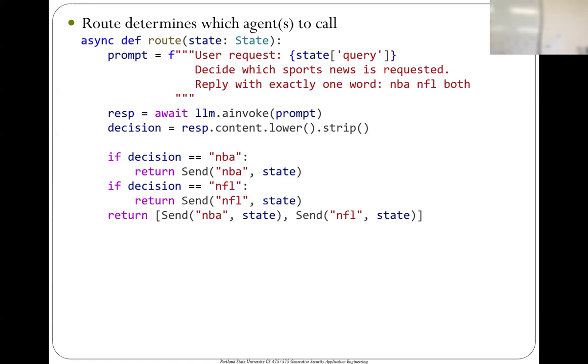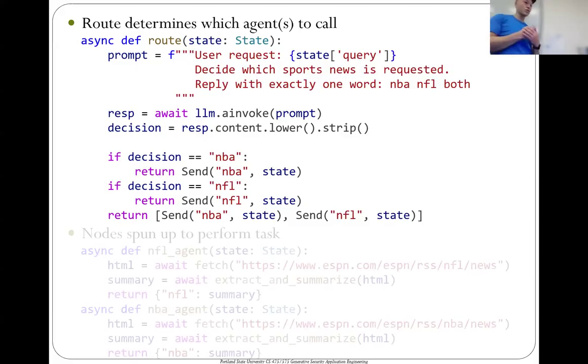And then if the decision is NBA, I send the NBA message to that agent, the NBA agent. Otherwise, I send it to the NFL agent. If the decision is both, then I send it to both things. And this gets you the parallelism. I send both messages asynchronously. Both agents kick off and run their code concurrently.